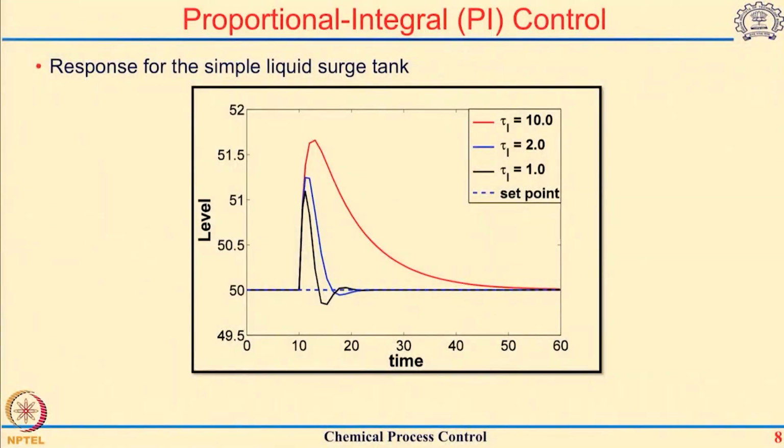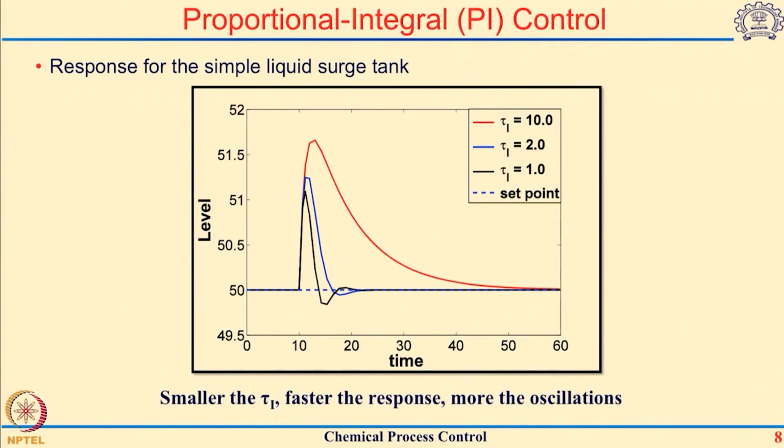As you keep on increasing the contribution of integral action by reducing tau I, you will see that the response becomes faster and faster. But in all the cases, what you are seeing is that there is an offset free response. All the responses go to the set point value. Smaller the value of tau I, faster will be the response, but at the same time it comes with a disadvantage that the response becomes oscillatory.